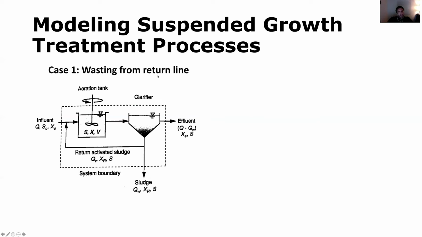So we've got several different cases based on our process configuration, as we mentioned before. This one right here, case 1, is the most traditional, most conventional configuration where sludge is being wasted from the return line. So we're going to call this case 1, and we're going to do some examples using this case.